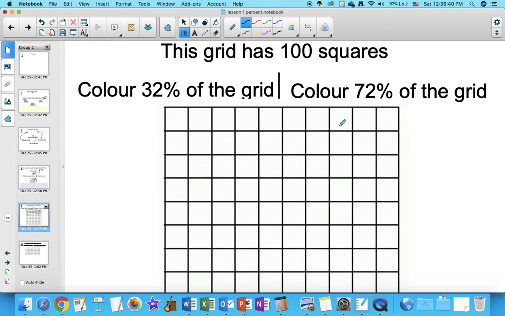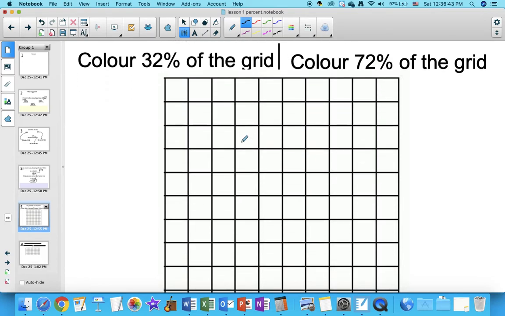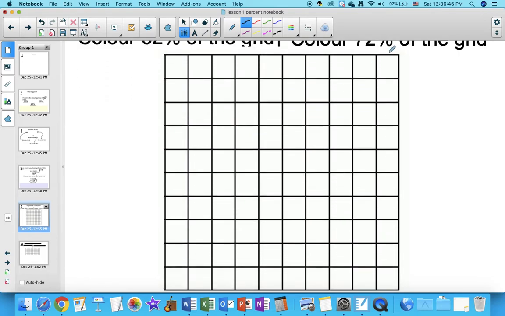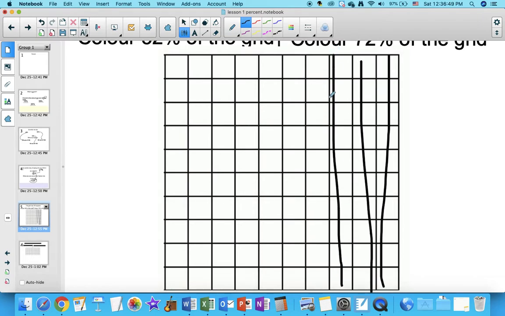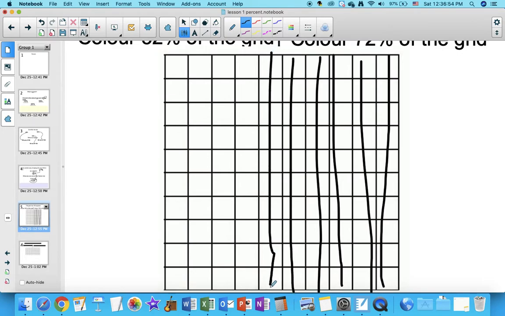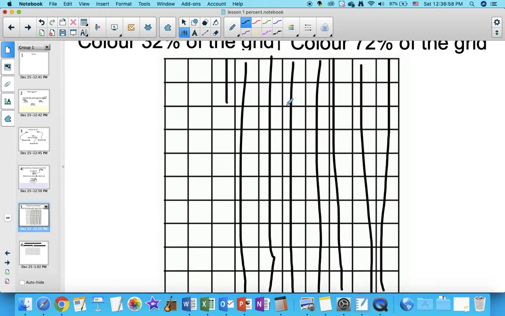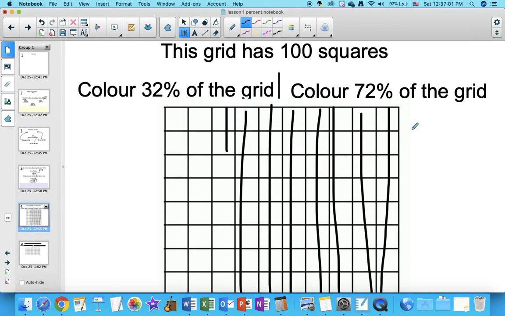Makes sense. 72, same thing again. We could even go this way because this is a square. So 72%, 1, 2, 3, 4, 5, 6, 7. That's 70. We go 72. And so we have 72% of the grid colored in because it's 100 squares and percentages is always out of 100. So 72% of 100 is 72.